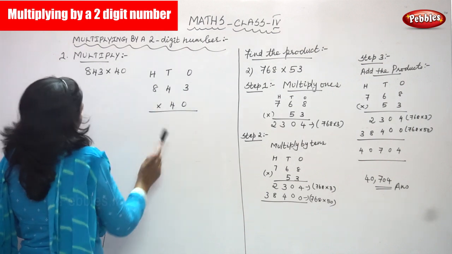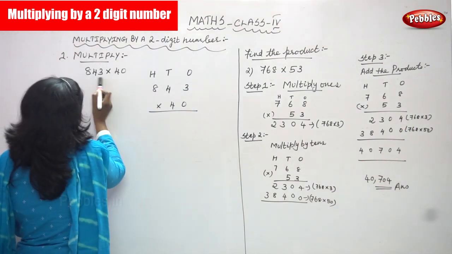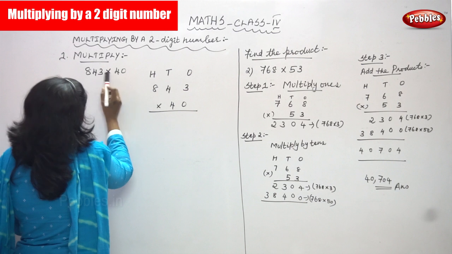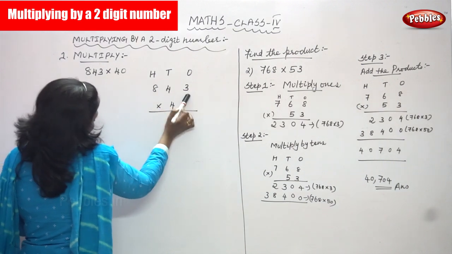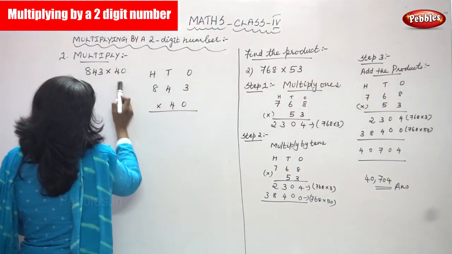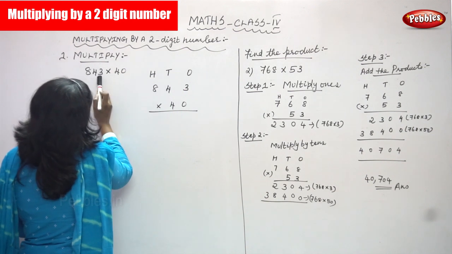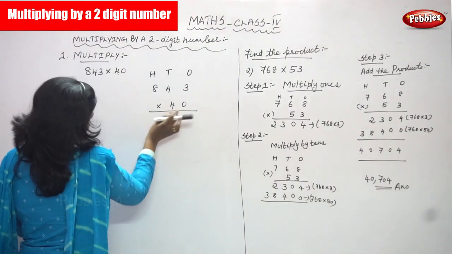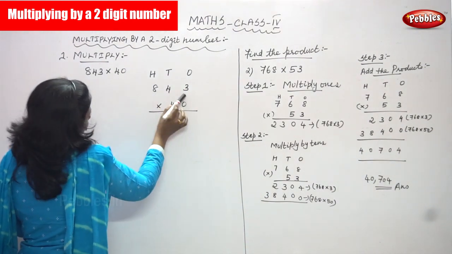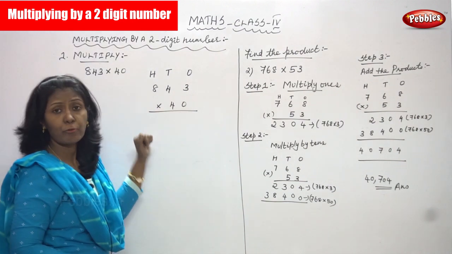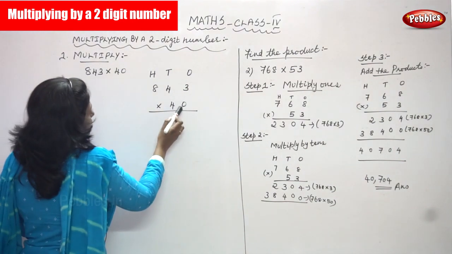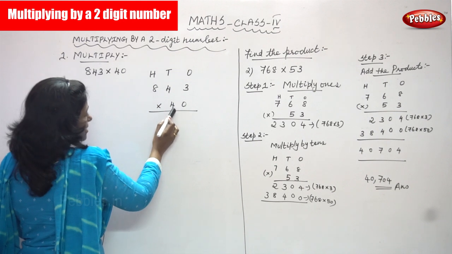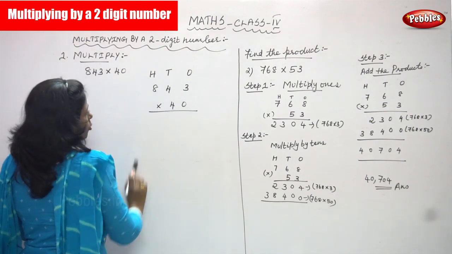That is two-digit number. So this is ones, tens, and hundred. This is three-digit number. So this is the first number and this is the second number. So 843 is the first number and 40 is the second number. So 843 is going to multiply by 40. Okay, so this is the two-digit, ones and tens. So 1 and 2. This is a two-digit number.